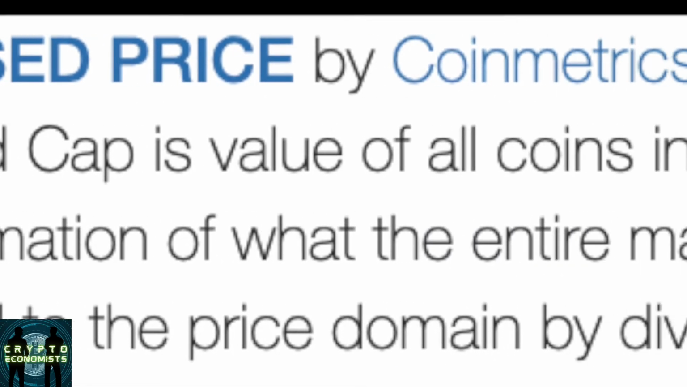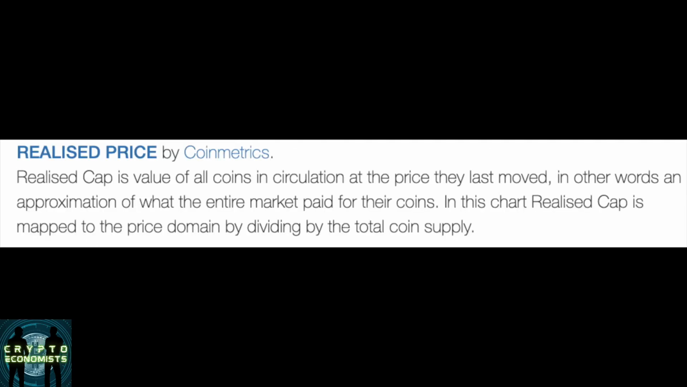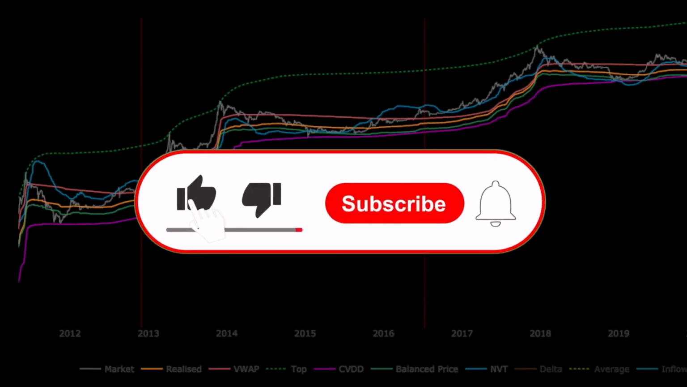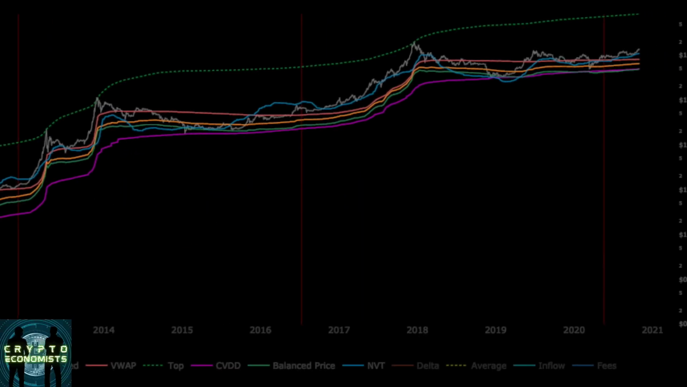This is the value of all coins in circulation at the price they last moved. In other words, an approximation of what the entire market paid for their coins. In this chart, realized cap is mapped to the price domain by dividing by the total coin supply.